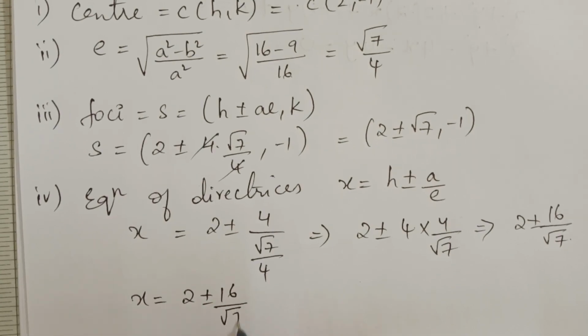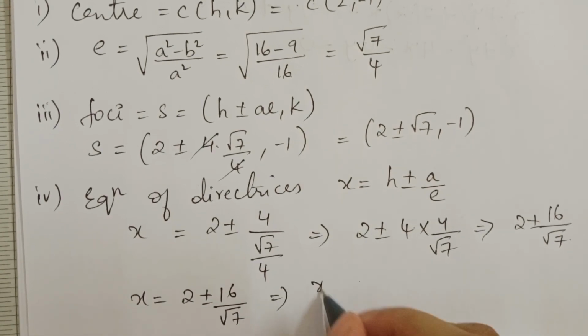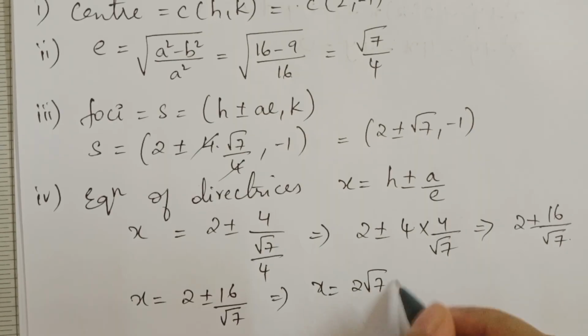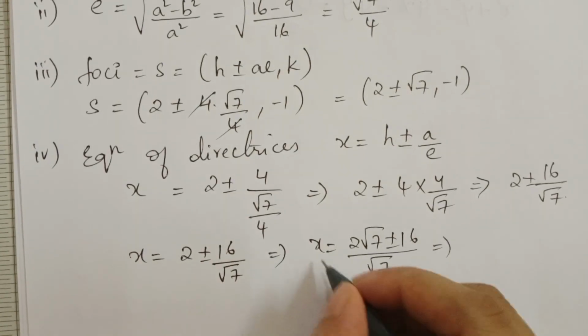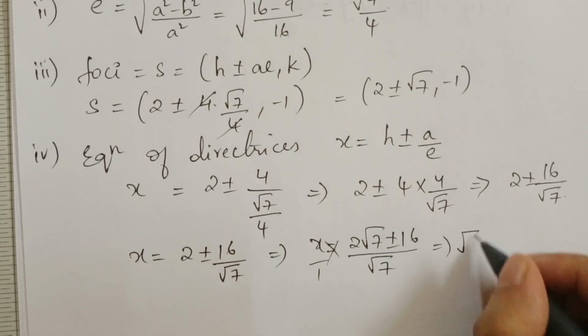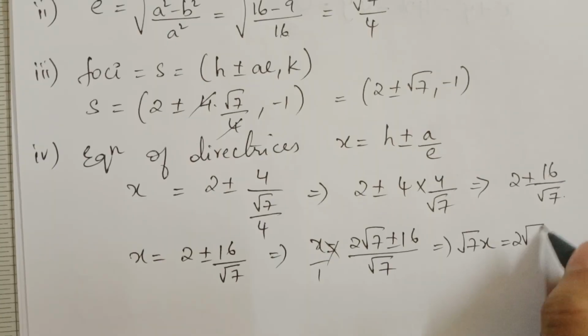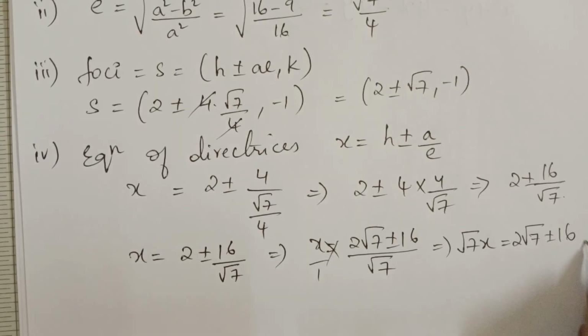So we can take the LCM now. So it is x is equal to (2 root 7 plus or minus 16) by root 7. Multiplying x, right? Cross multiplication. So it is root 7x is equal to 2 root 7 plus or minus 16.